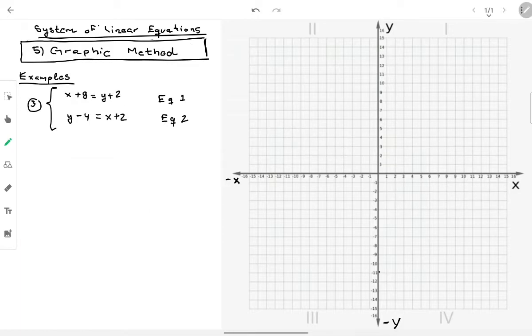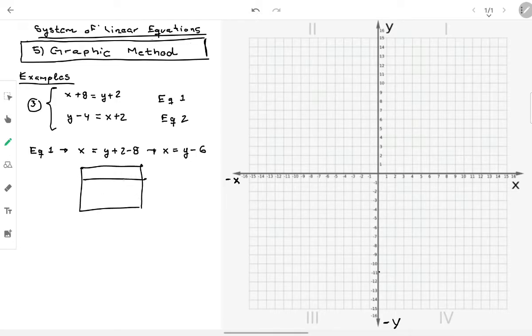So let's see, the next example is going to be this system. Remember, we need to isolate one of the letters in every equation. So on the first one, it's going to be x equals y plus 2 minus 8. So it's going to be x equals y minus 6.